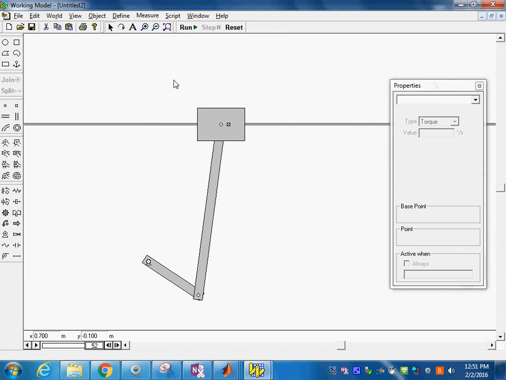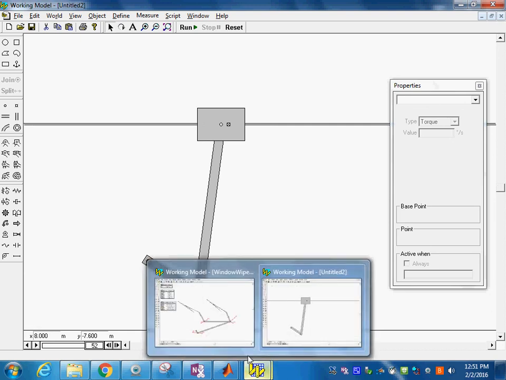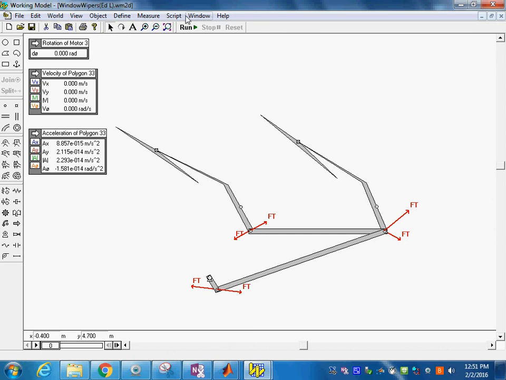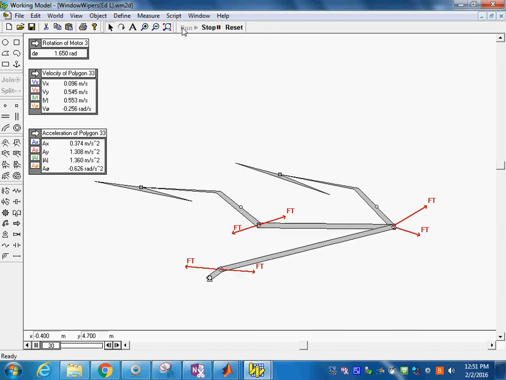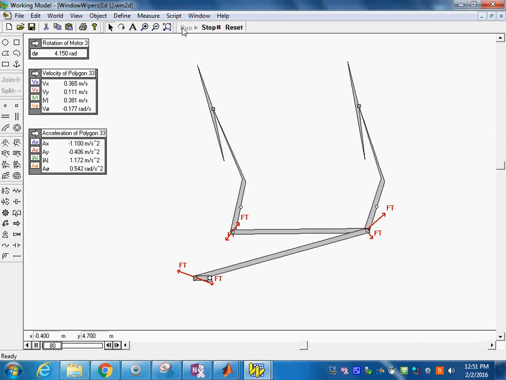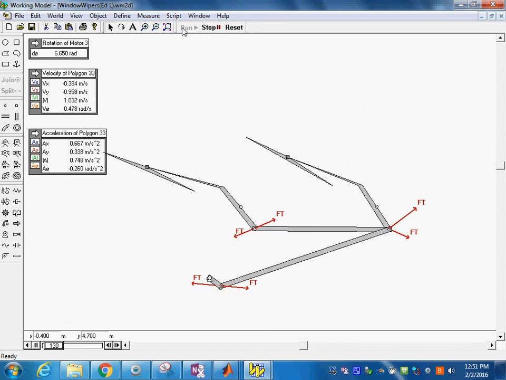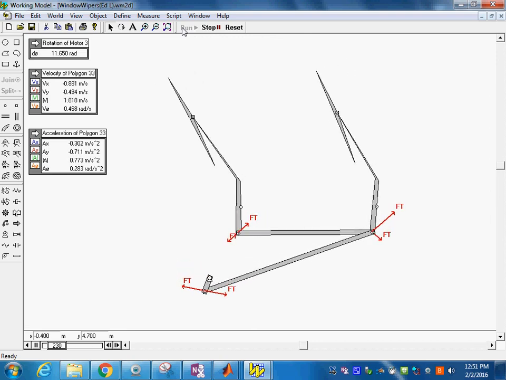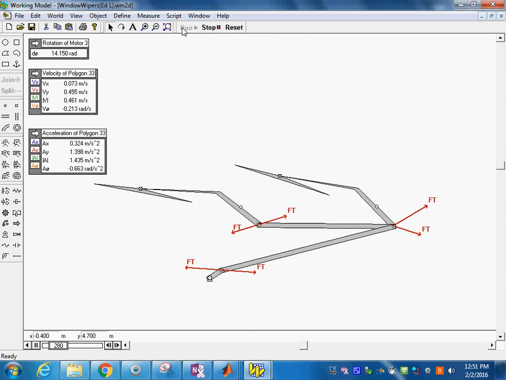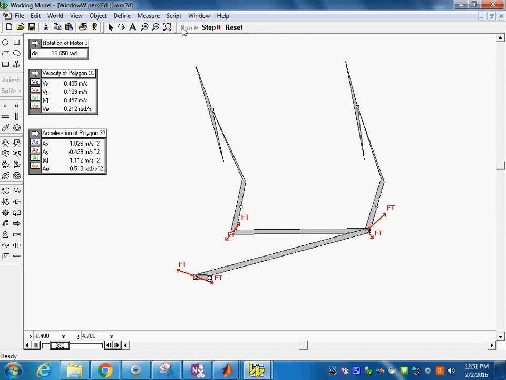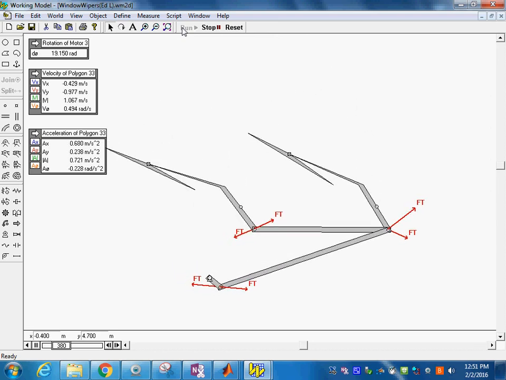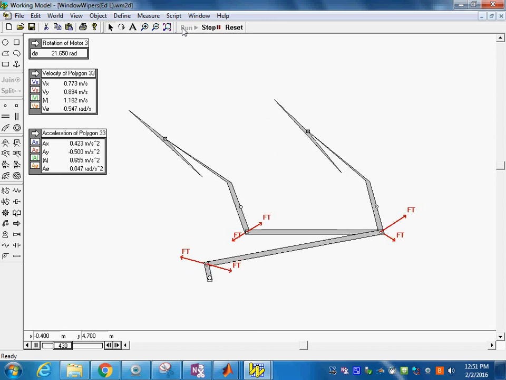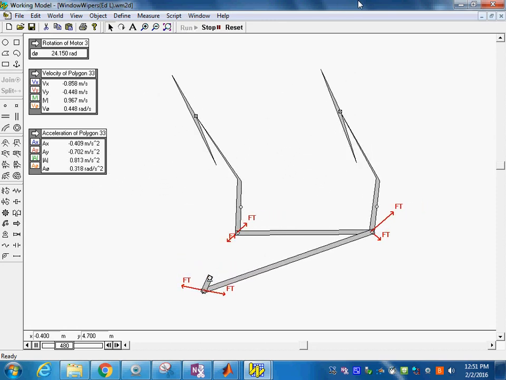So, okay, that's how you create mechanisms. So what I would like you to try is to see if you can do this one. I'm going to be leaving it up here as a model, and I would like those of you who are watching this video to give it a try and see if you can get it going. That way we would have achieved how we design mechanisms in Working Model 2D.